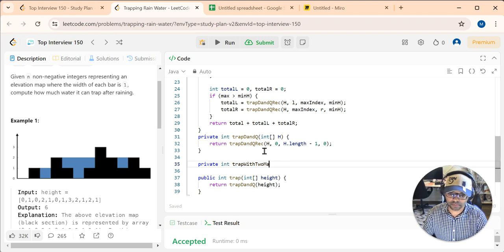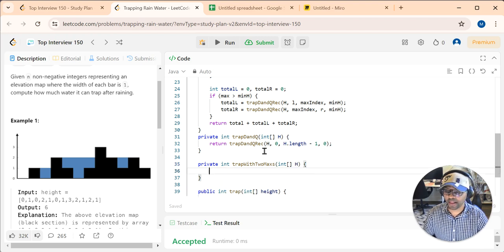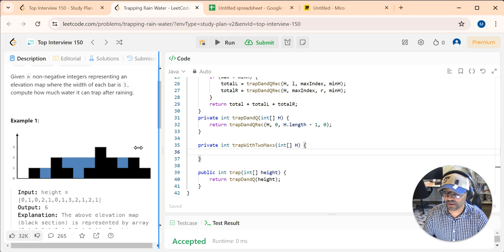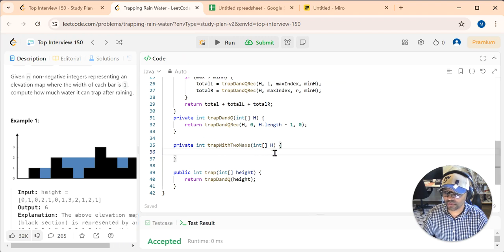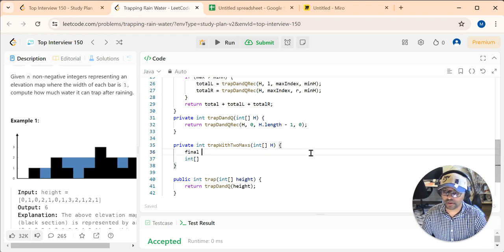Actually, let's just do it again. Okay, so here, what we are doing is, the first thing is we want an array. Actually, let me just do the following. Final int n equals h dot length. We have done that a couple of times when we need it more than once, right? Left max is equal to new int of n. And then let's calculate all of that, right?